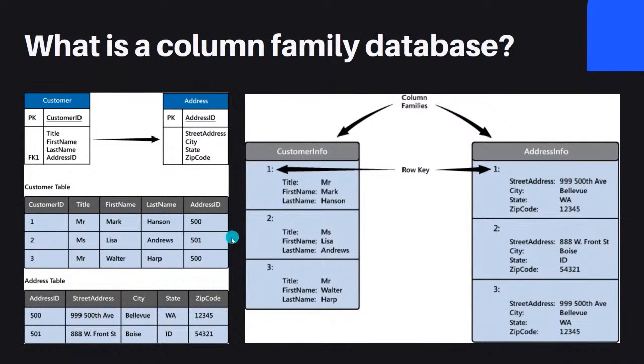Now coming towards the third category, our column family database. Here we have two tables, customer table and address table. For a particular row we have particular things, for example customer ID 1, first name Mark, last name Hansen, and address ID 500. So the customer columns mention customer ID, title, first name, last name, and address ID. Then address includes address ID, street address, city, state, and zip code. Customer and address are two combined column families from the database.